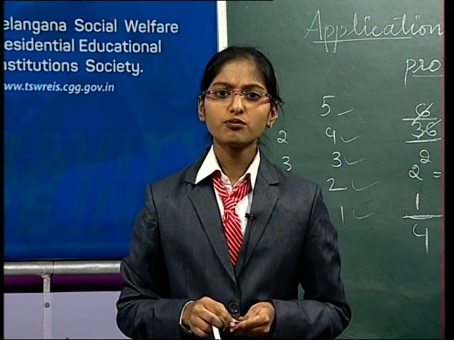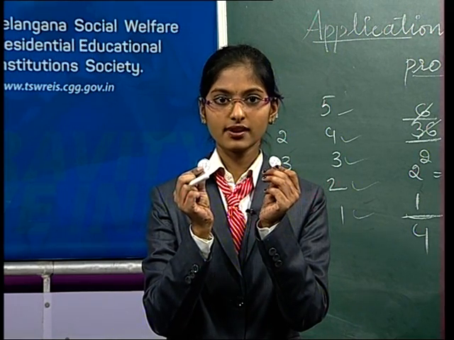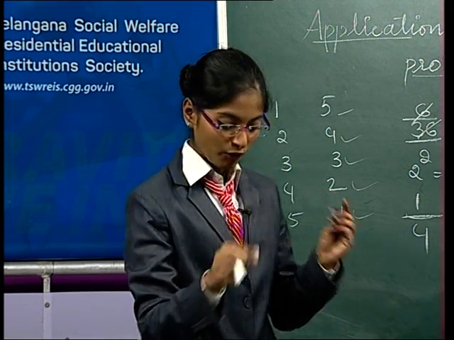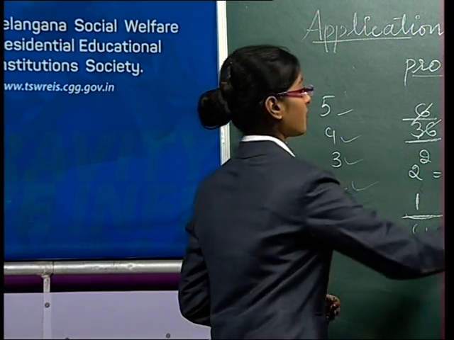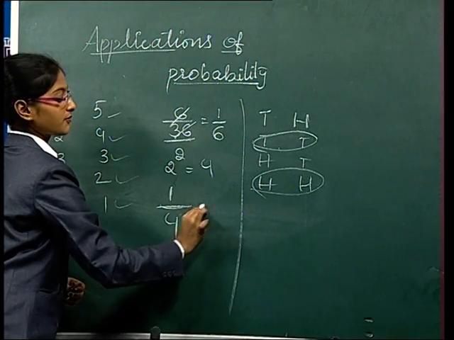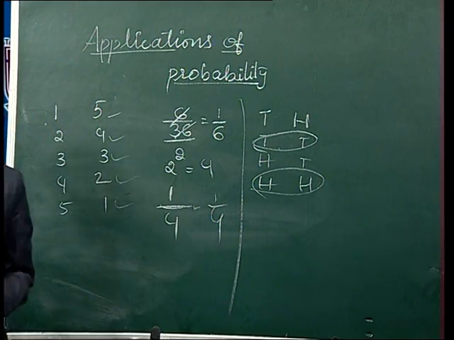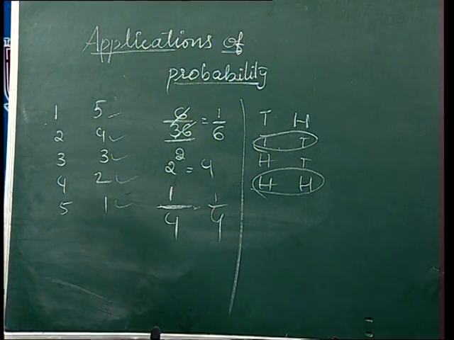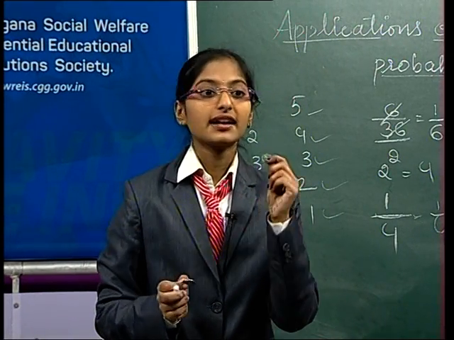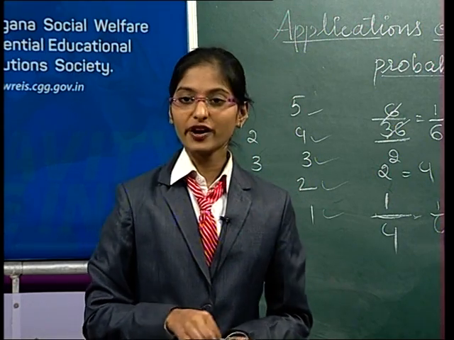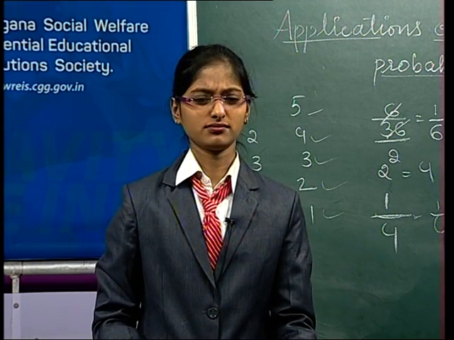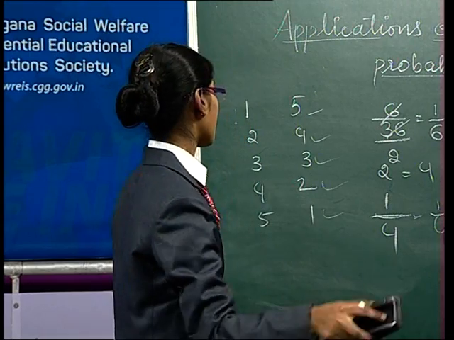For both tails, it is also the same, 1 by 4. But getting one tail and one head has a chance of 2 by 4. Can anyone say how? Let me see.